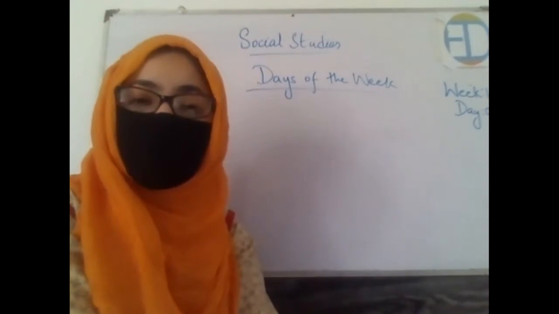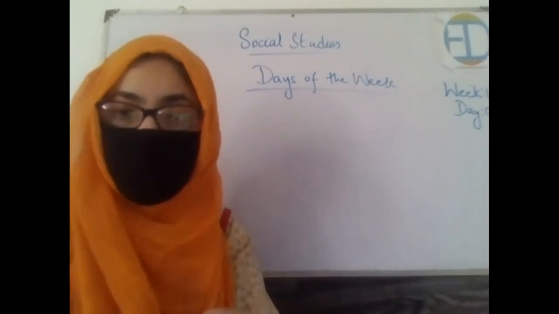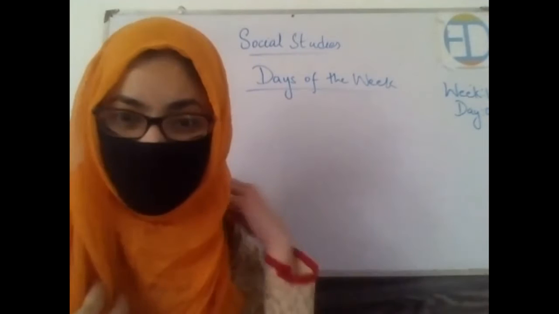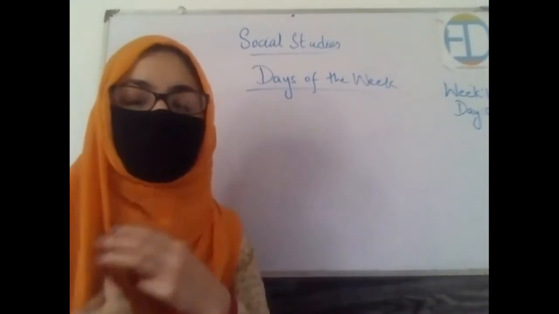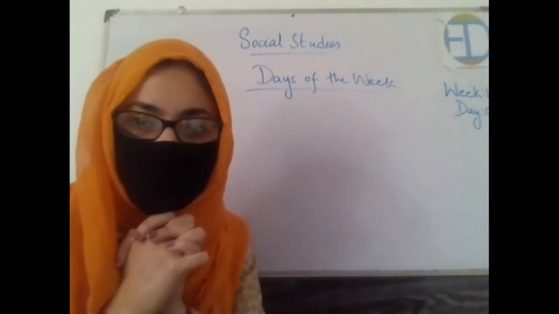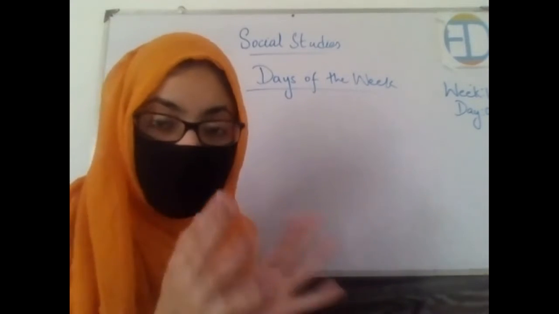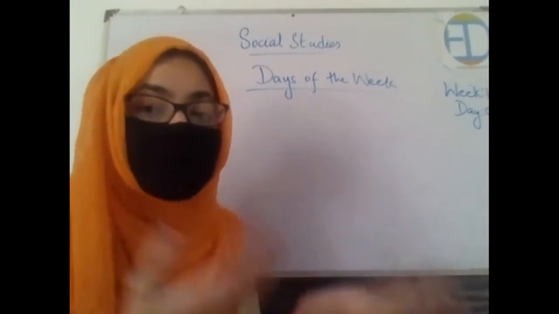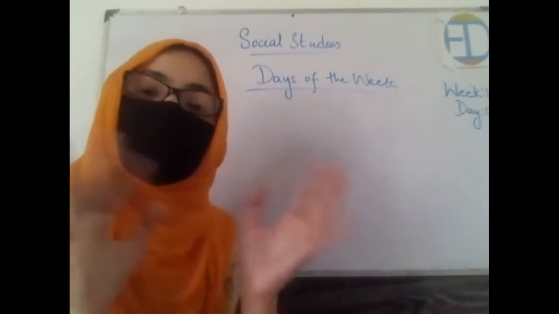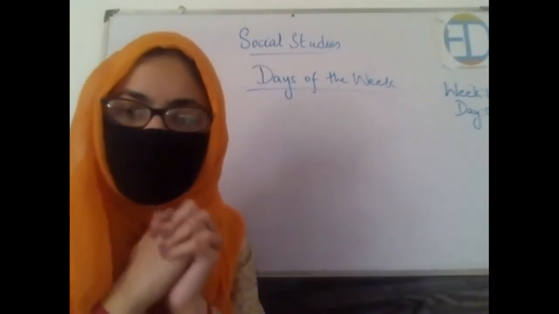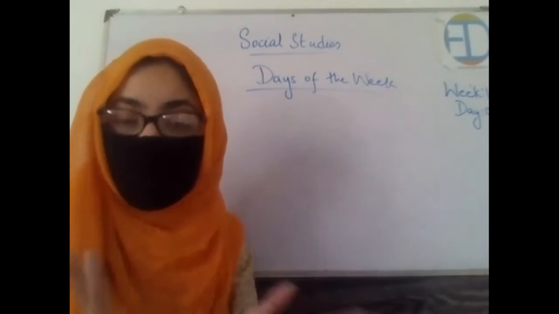So, in today's class, we will be continuing with the topic that we started yesterday, that is days of the week. How many days do we have in a week? Seven. Wonderful. Can you tell their names as well? Monday, Tuesday, Wednesday, Thursday, Friday, Saturday, and Sunday. Wonderful. So we have 7 days.